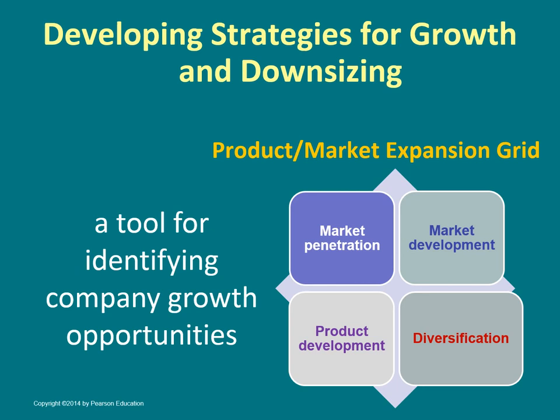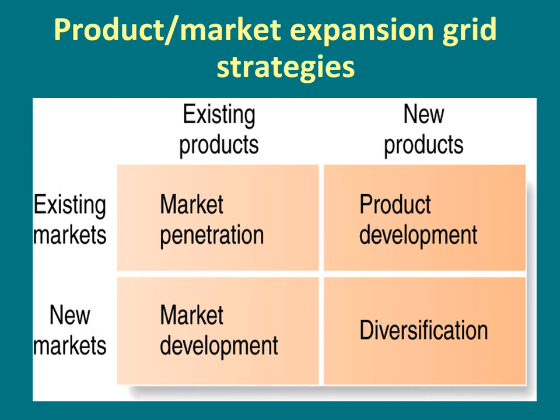And another matrix is for expanding or extending our business, developing strategies for growth and downsizing. The first tool is the product-market expansion grid. It's a tool for identifying company growth opportunities, also using two dimensions: one focusing on the market and the other focusing on the product.